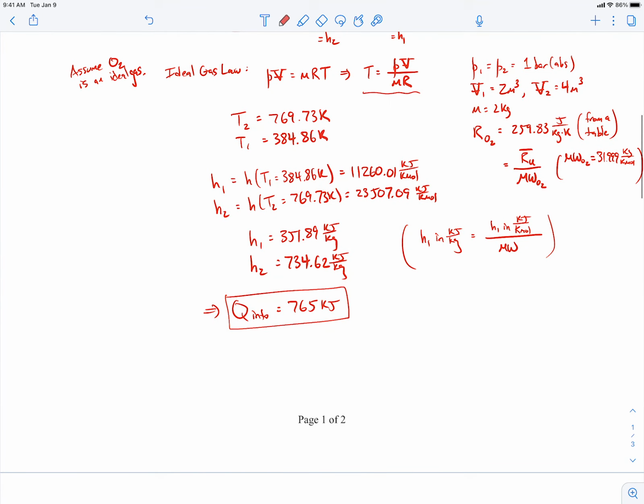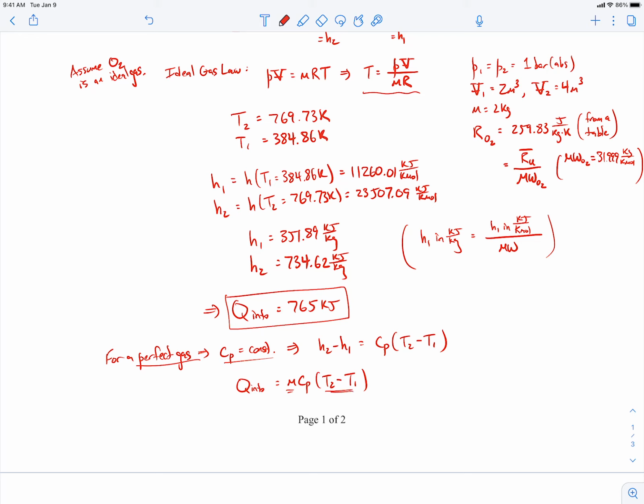For a perfect gas, we would assume that it doesn't vary with temperature, so we wouldn't use these tables. Instead, for a perfect gas, Cp is equal to a constant, and so H2 minus H1 would just be Cp times T2 minus T1. Then our Q into would be mass times Cp times T2 minus T1, assuming a perfect gas where the specific heat's a constant. Now, we know the mass, we know the temperatures. The temperatures we found right up here using the ideal gas law.